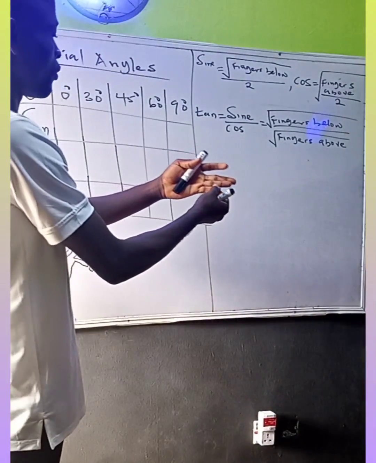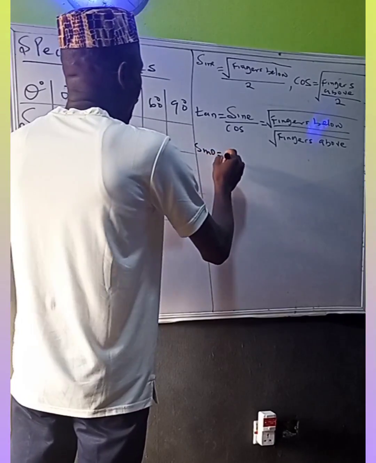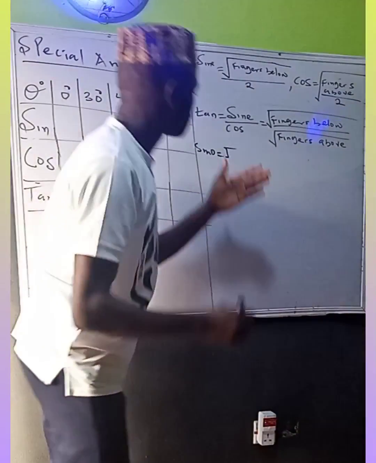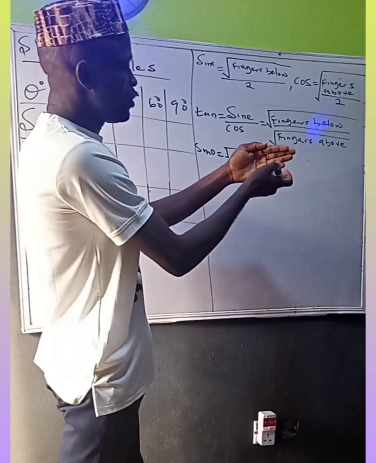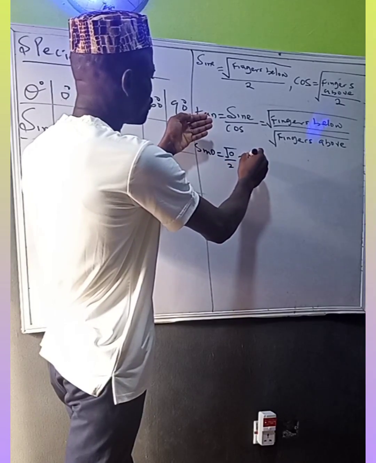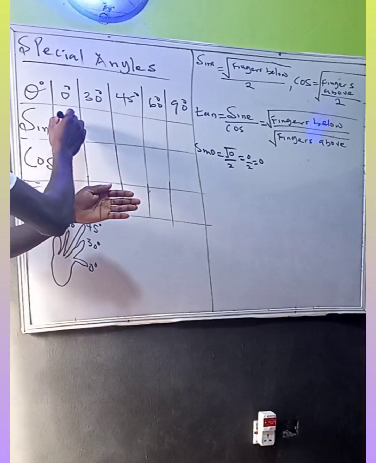If it is 0, and we are trying to find sine 0, how many fingers do we have below 0? Look at what I'm saying. For this angle 0, we don't have any finger below 0, so we have 0 divided by 2, and the answer is 0. So sine 0 is 0.